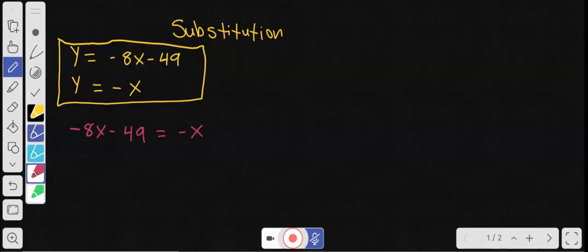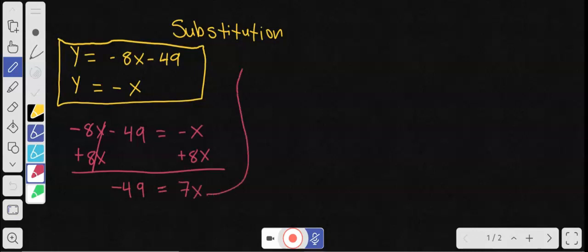Okay. So now that I have that, the next step I need to do is separate the x from this number. So to do that, I'm going to add the 8x on both sides over here. And I'll cross out this 8x here, drop the negative 49, and it's going to be equal to negative x plus 8x, which is pretty much only subtraction. So it's going to be a positive 7x. I'm going to bring this over here. So you've got negative 49 equals 7x.